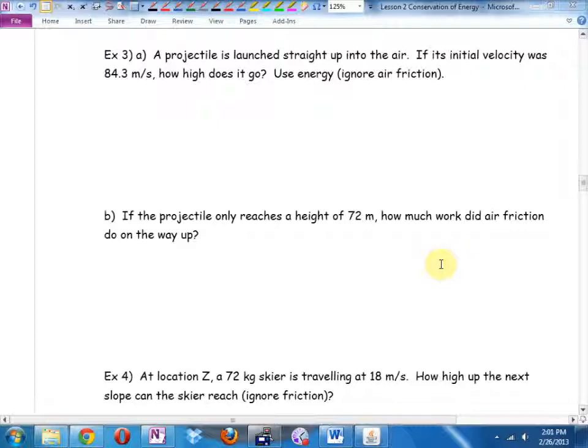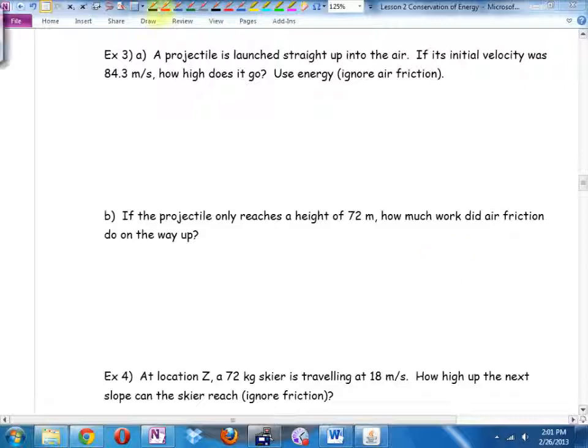A projectile is launched straight up into the air, I wrote. If its initial velocity was 84.3 meters per second, how high did it go? Use energy and ignore air friction. Now, we could solve this using Vf equals Vi plus At and D equals Vit plus a half At squared and all those, but you can also solve this quite nicely using energies.